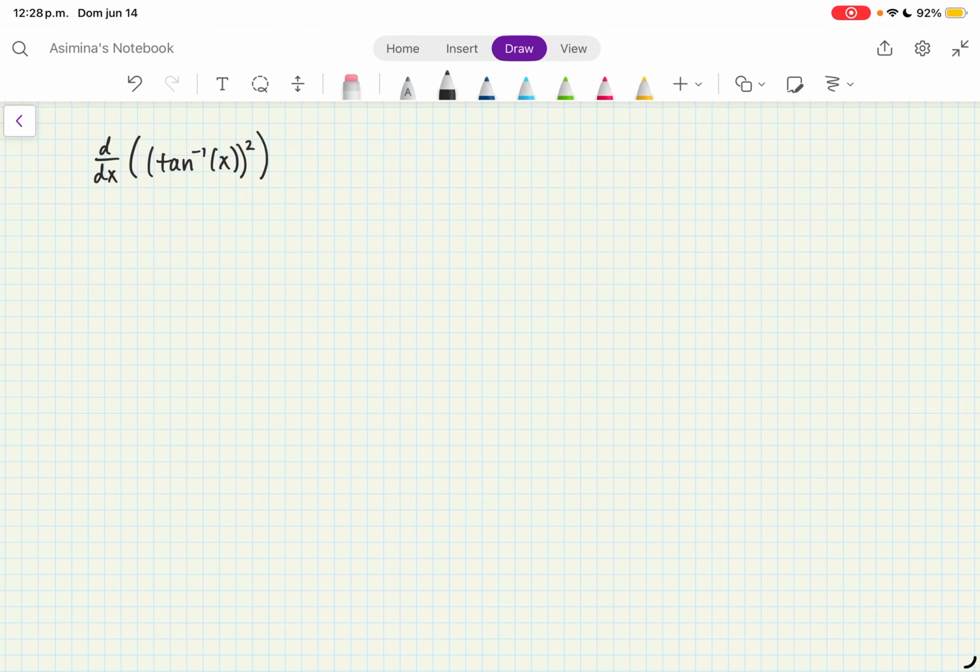In this video, we're going to find the derivative of tan inverse of x all squared. So what do we see? We have some function raised to some power, so we're going to want to use the power rule. Let's recall what the power rule tells us.